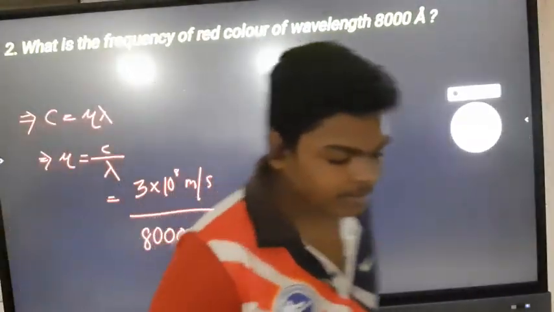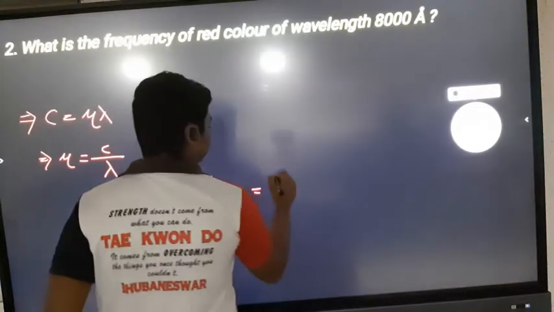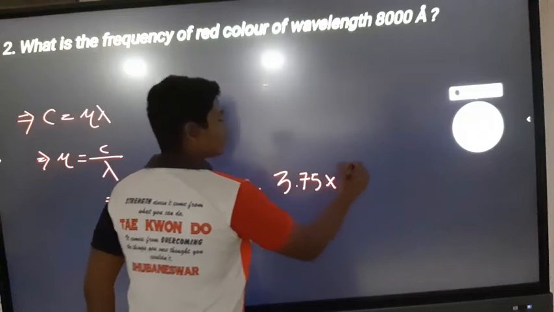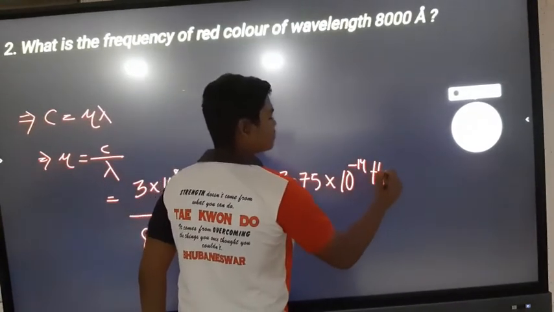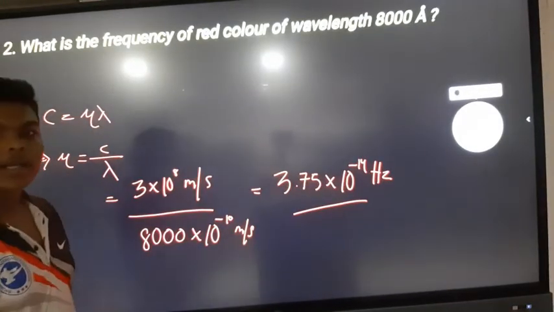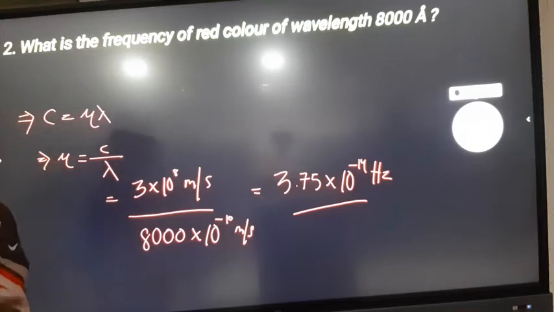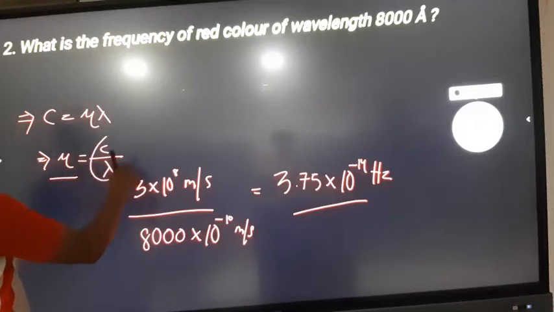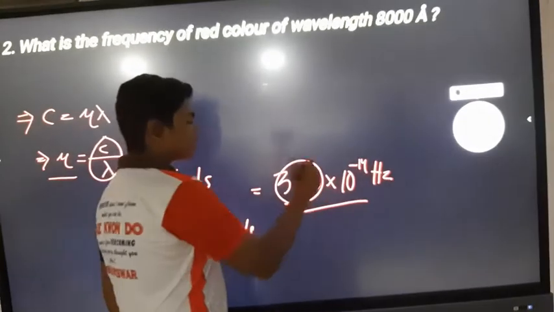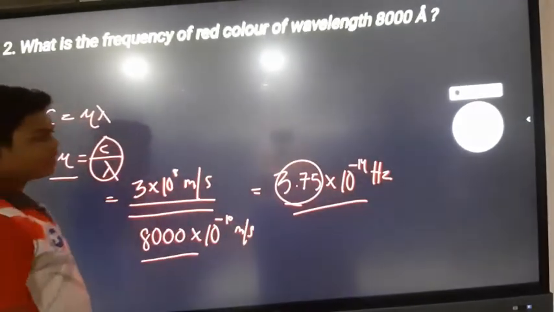After calculation we will get the answer 3.75 into 10 to the power 14 hertz. Previously we found the frequency of violet color, now we are finding the frequency of red color. So for frequency, again the formula is mu equals C by lambda. Here lambda is given as 8000 Armstrong, and the speed of light is 3 into 10 power 8 meter per second. After calculation we get 3.75 into 10 power 14 hertz. Let us see the next question.